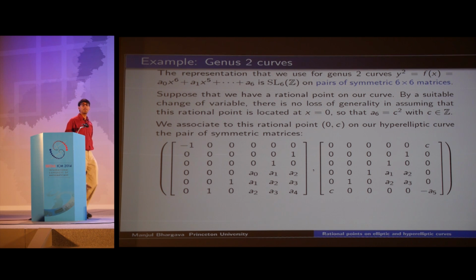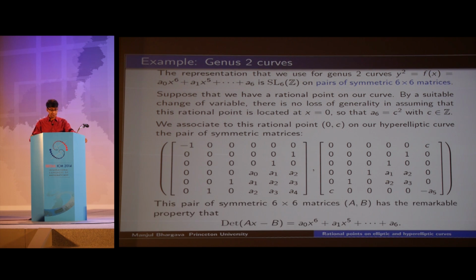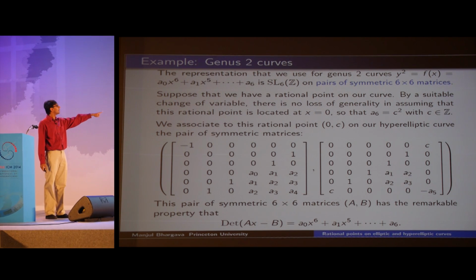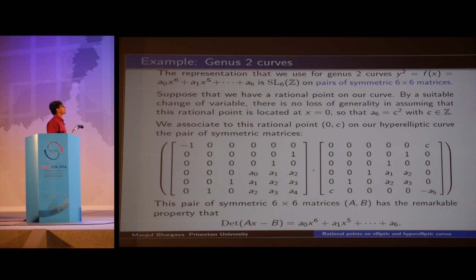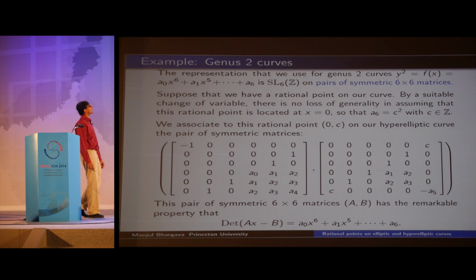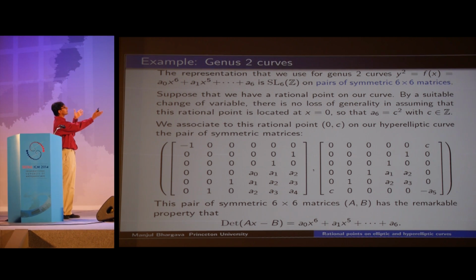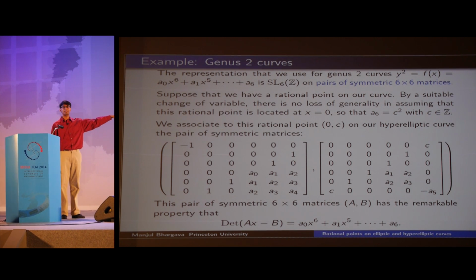And what's special about this pair of symmetric matrices? Let's call these two matrices A and B. Then what's special is that if we take the determinant of Ax minus B, where x is a variable, it turns out we recover our original degree 6 polynomial. So given a rational point on y squared equals f of x, we've constructed a pair of integral matrices A and B such that the determinant of Ax minus B is the original f of x.